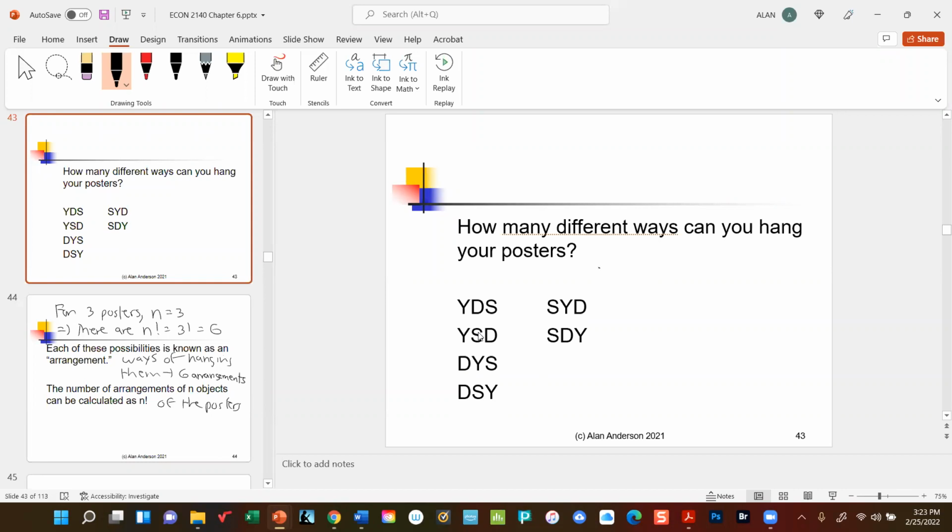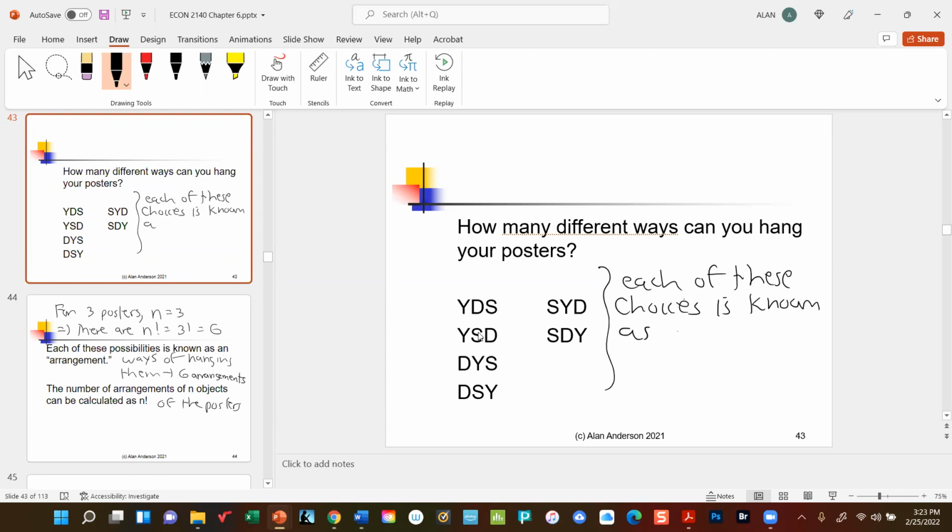Each of these choices is known as an arrangement.